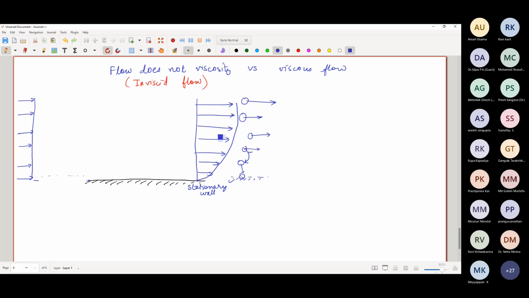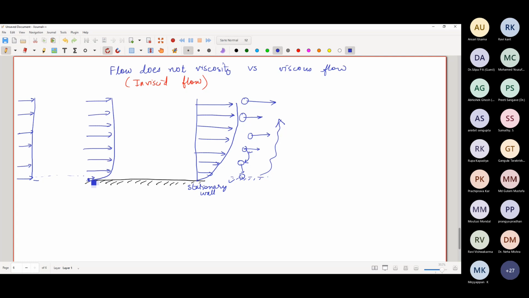But does this happen instantaneously? The answer is no. It requires time for this signal, that the wall is stationary, to propagate throughout the fluid. So initially only the first layer will be able to feel the effect of the wall, so that will have a very small velocity. But the other layers are almost oblivious to the fact that there is some kind of obstruction. So the profile will actually look like this. Everywhere it will be the same velocity as the incoming velocity except near the wall.